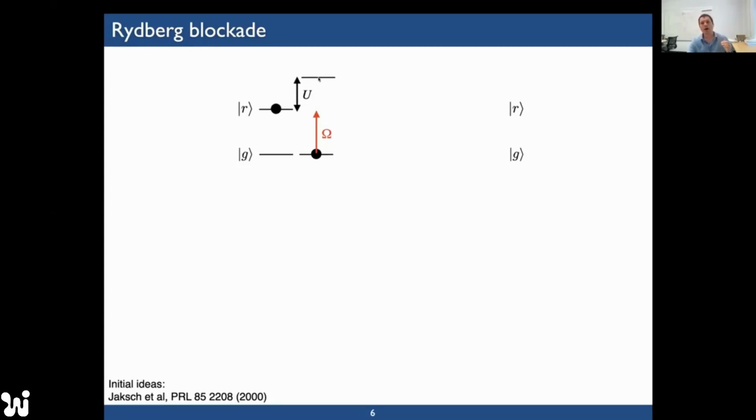And if the amount by which it shifts this state, U, is larger than the laser Rabi frequency omega, then this excitation is blocked, or blockaded. You can't do it. So this is how the state of one atom, whether it's in the ground or the Rydberg state, can control the excitation of the second one. And the nice thing about the Rydberg blockade as an interaction mechanism is that it doesn't depend on the precise value of this U, so long as it's very large compared to the laser Rabi frequency.